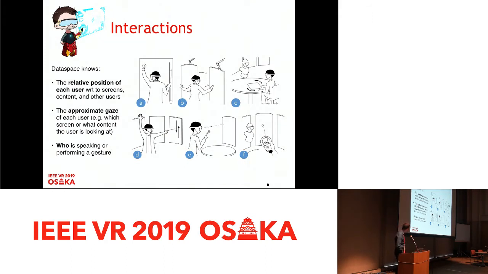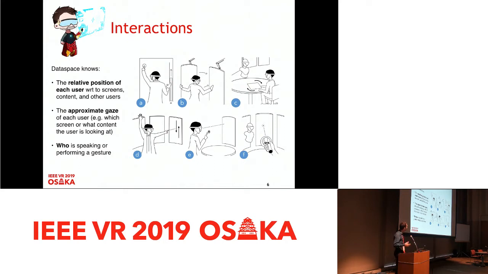Talking about interactions, we have this idea that when you perform an action, you want to do it in a natural way, and you don't have to be restricted by a specific type of interaction. So if you want to use voice, you can use voice.